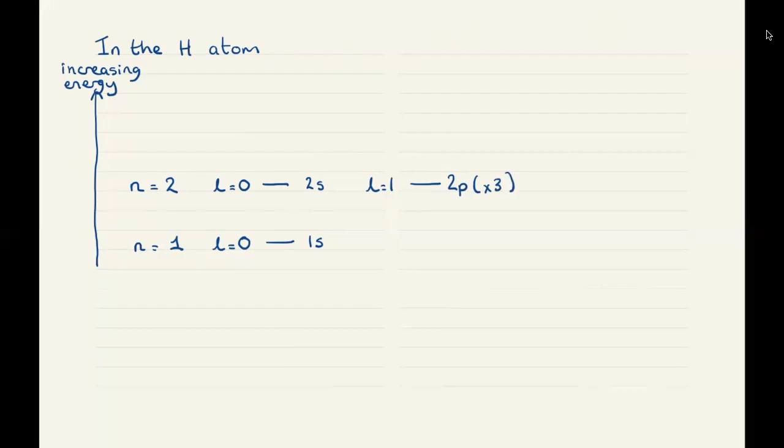Let's go one more to n equal to 3. Here L can be equal to 0, which is our 3s atomic orbital, can be equal to 1, which are our 3p atomic orbitals, of which there are 3, or L can be equal to 2, and when L is equal to 2, m sub L can be 2, 1, 0, minus 1, or minus 2, and these are our 5 3d orbitals.